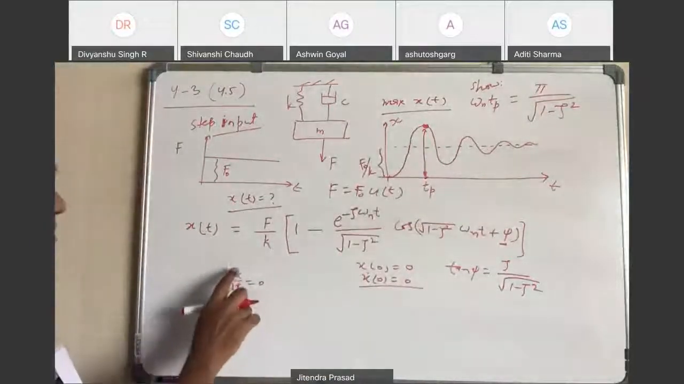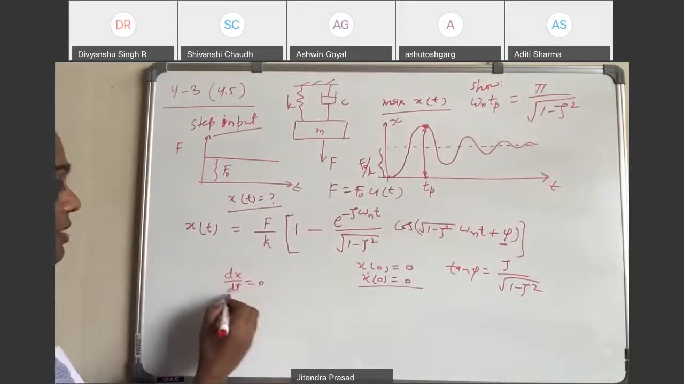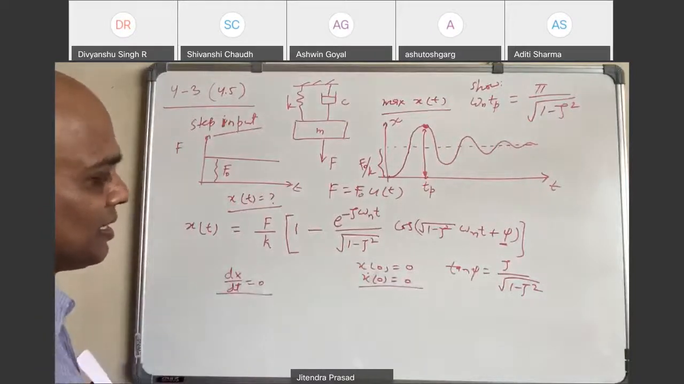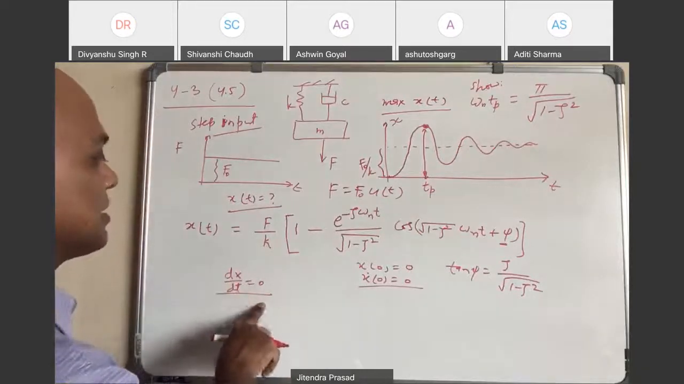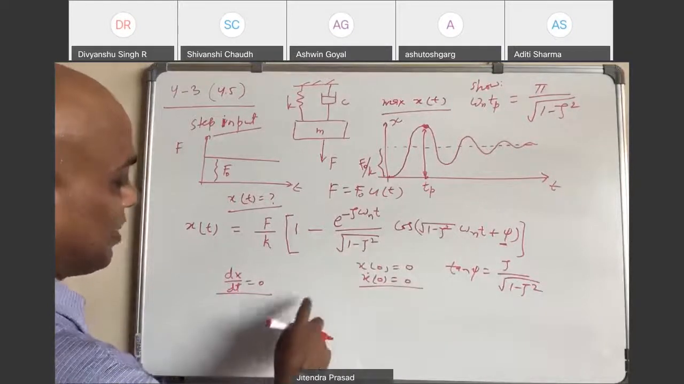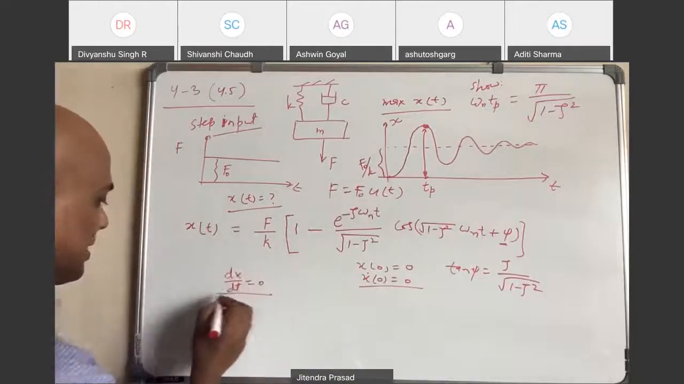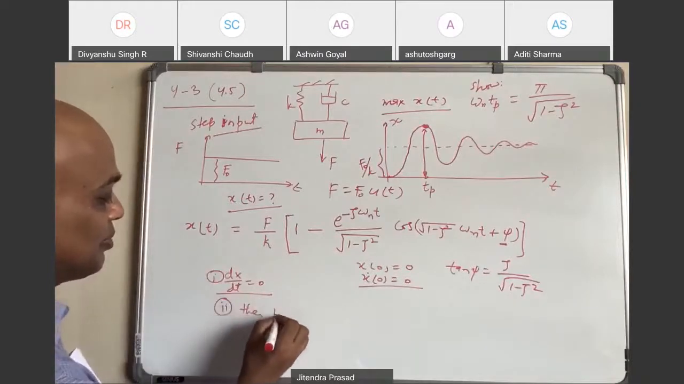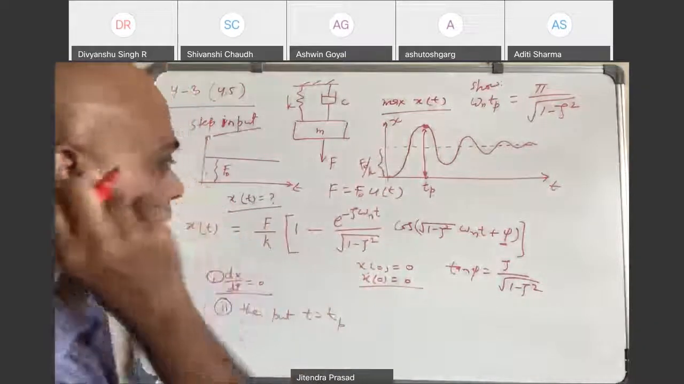Maximum and minima means that dx over dt equals 0, or velocity equals 0 in this case. So what will you do? You take the derivative of this and make it equal to 0, and from there you can find it out. So if you apply this, dx over dt equals 0, and corresponding Tp, you make t equal to Tp. So step 1, make this equal to 0, and then put t equal to Tp, and then when you do that, automatically you will find it out.